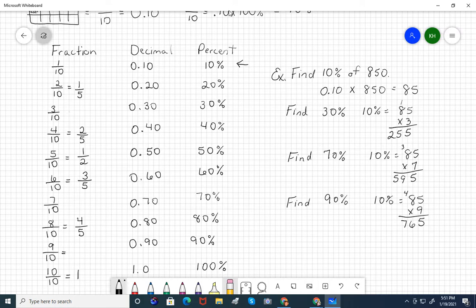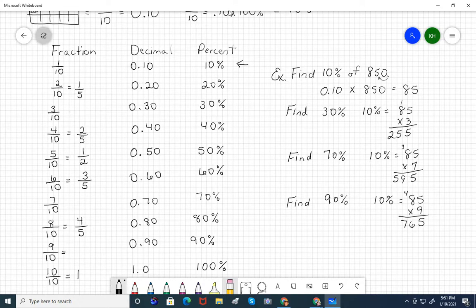That's one way to easily find not only 10%, to find 10%, we just need to move that decimal, divide by 10, but also to find 30%, 40%, 50%. Once you can find 10%, you just need to be able to multiply to find the others.